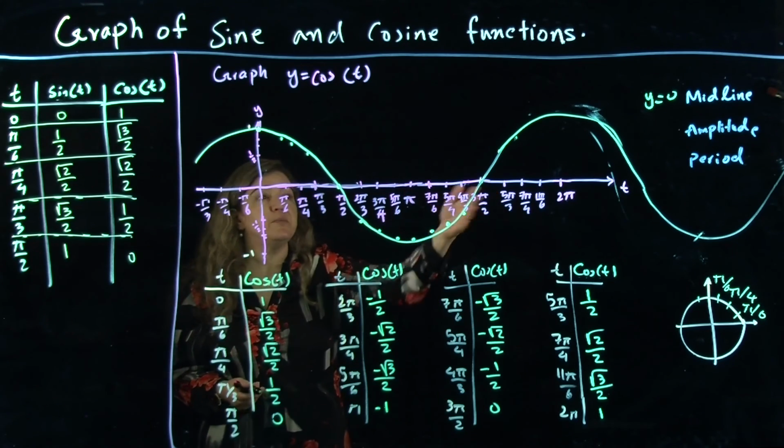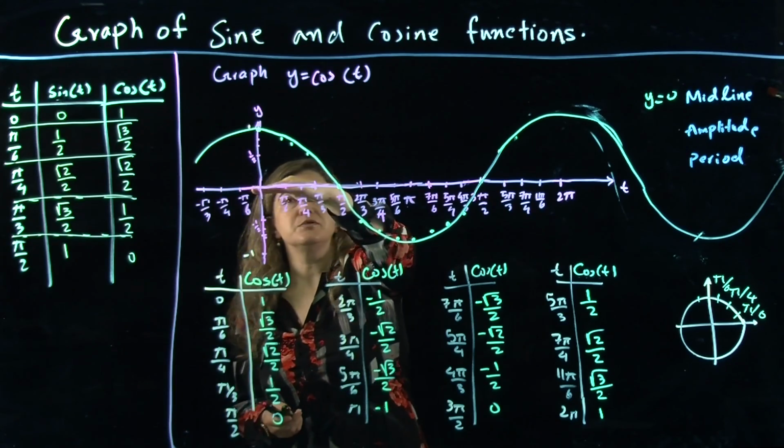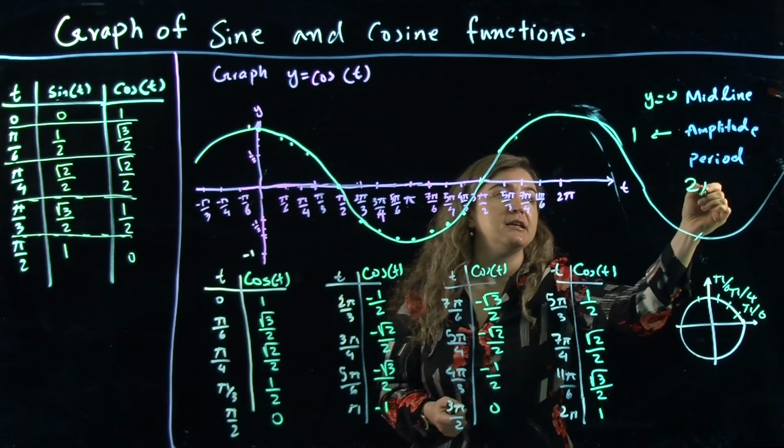And then midline is again y equal to 0. Amplitude again, from y equal to 0 to the highest point, is just 1. Period again is 2 pi.